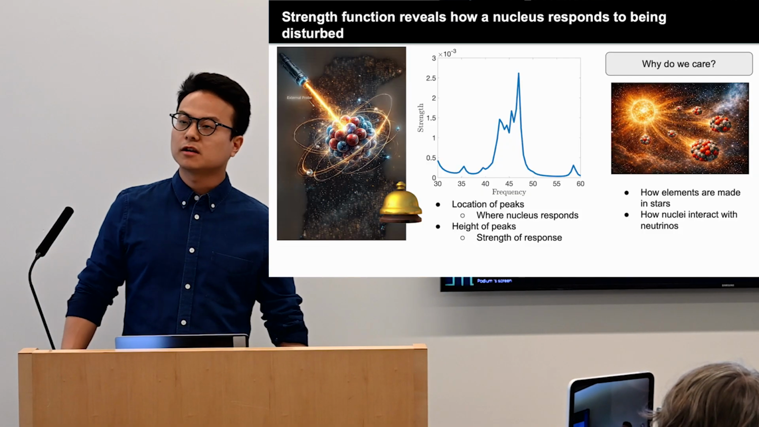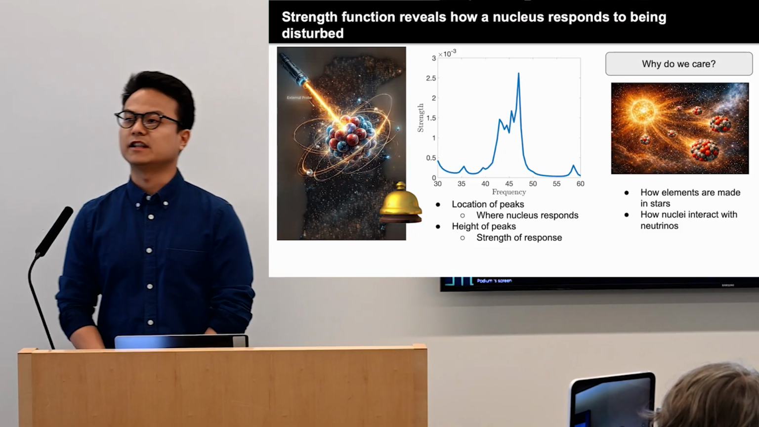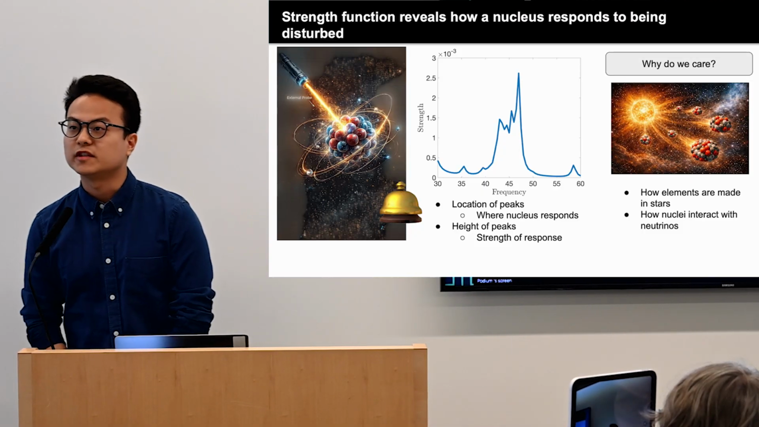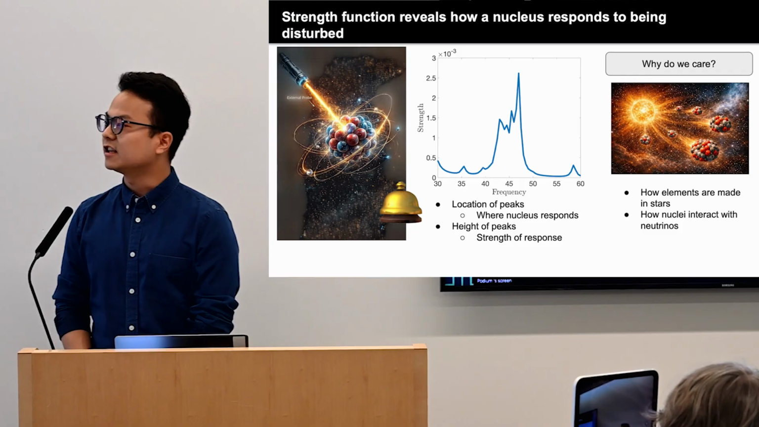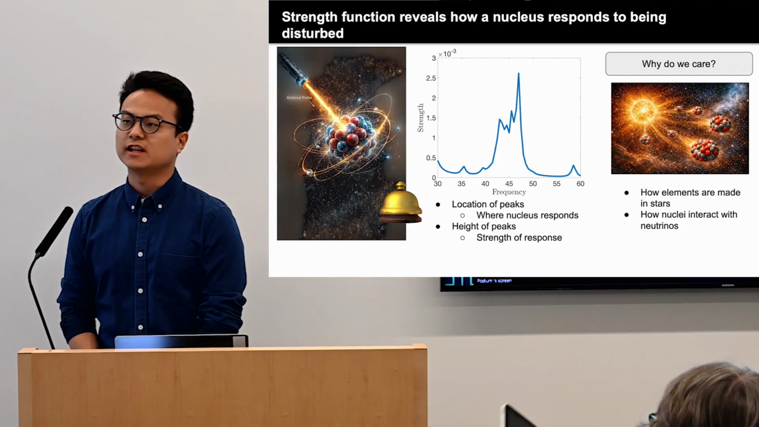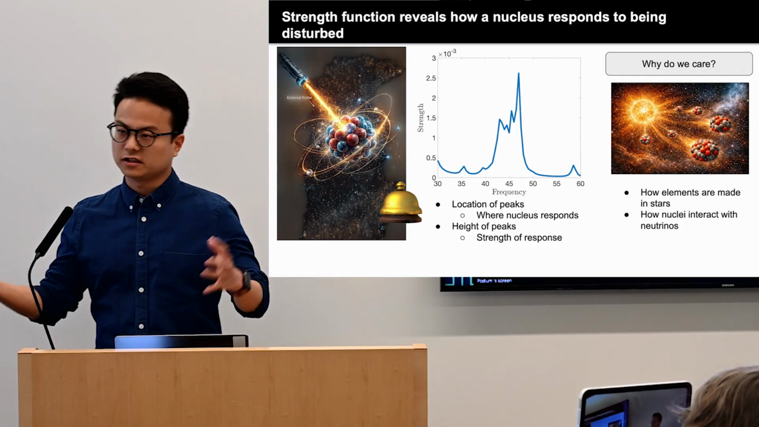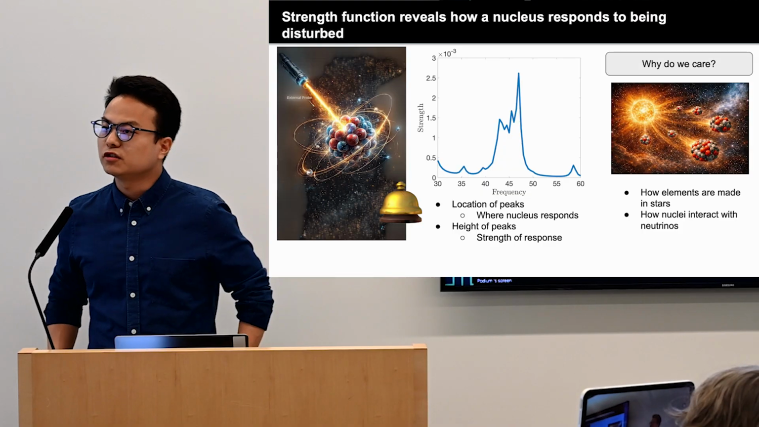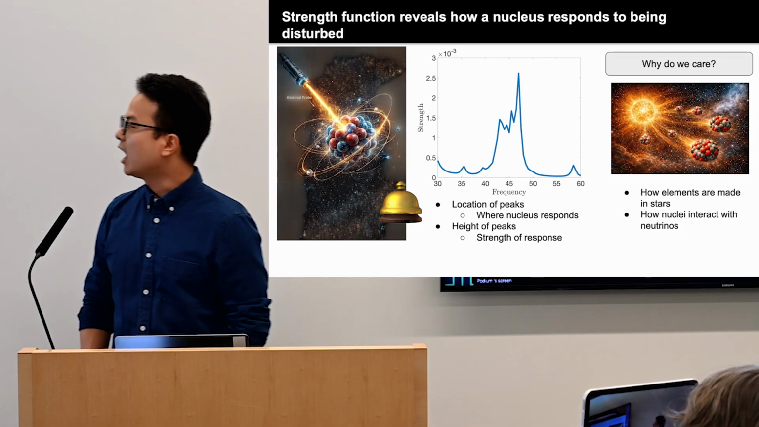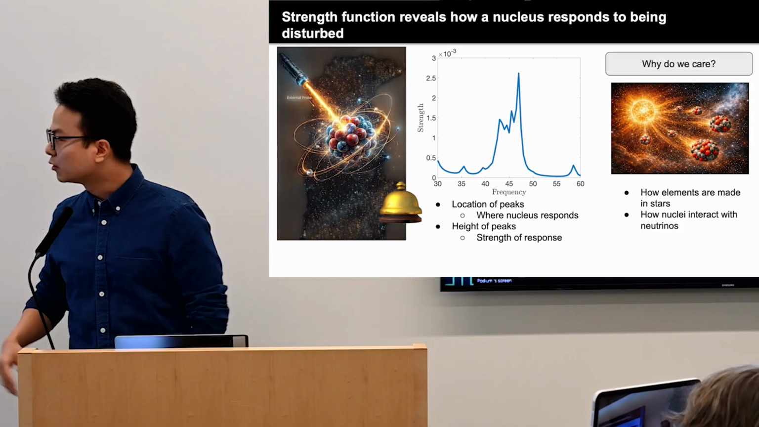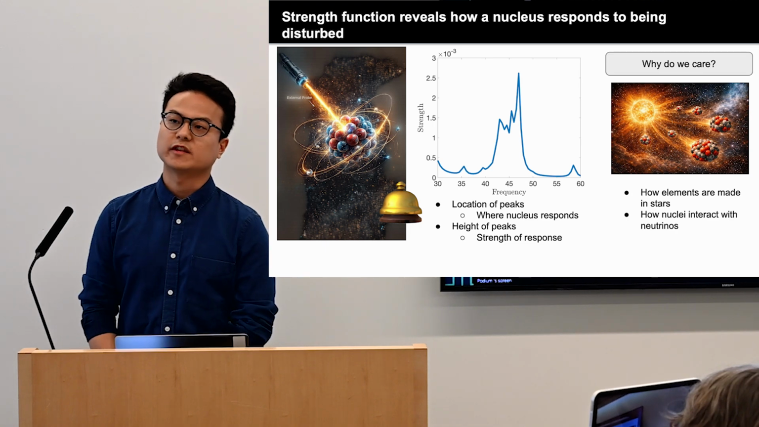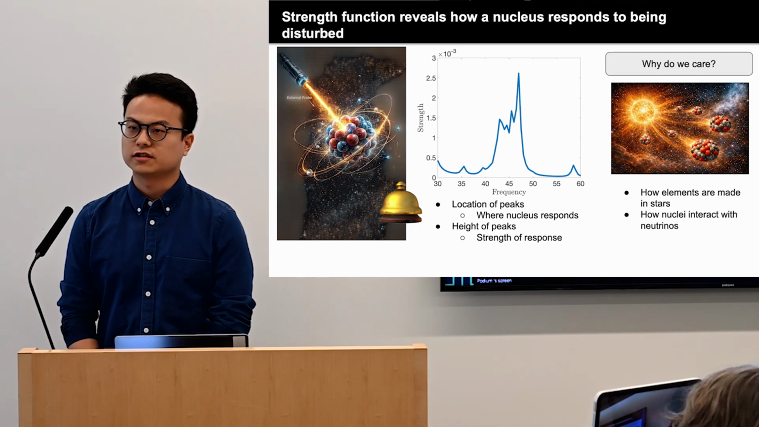So why do we care about all this? Well, nuclear physicists and astrophysicists care about the strength function because it can help them predict how and what elements are made from collisions and so on of the nuclei in stars, as well as how neutrinos get absorbed or scattered in things like supernovas or stars.